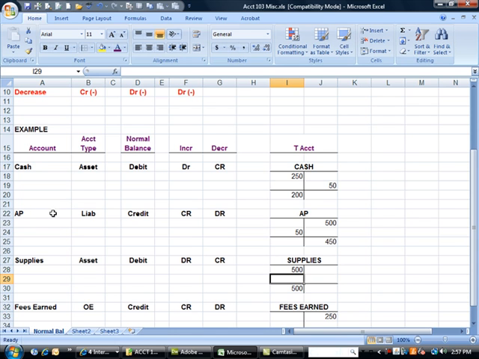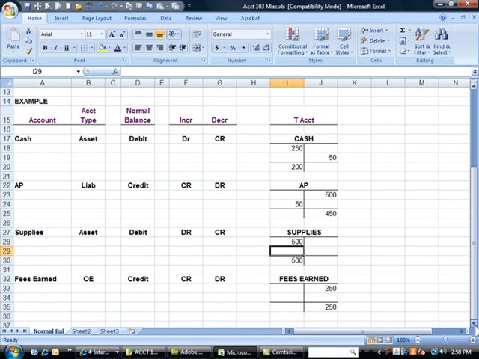AP, what's my account type? It's a liability. It sits on the right side of the accounting equation. Normal balance is a credit, so the increase is a credit and the decrease is the debit. Let's look at supplies. Right now, in baby accounting land, which is what we're in, supplies are considered assets. They sit on our books as a normal debit balance. A debit increases it and a credit decreases it. And then fees earned are a revenue, and revenues are an owner's equity account. So they have a credit normal balance. The credit is the increase, the debit is the decrease.